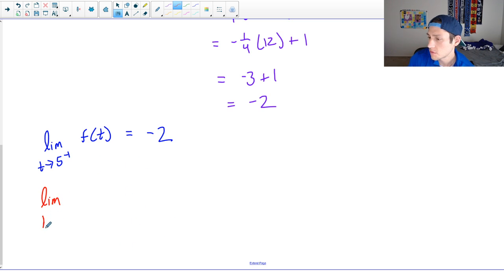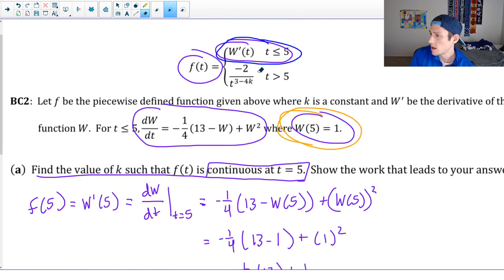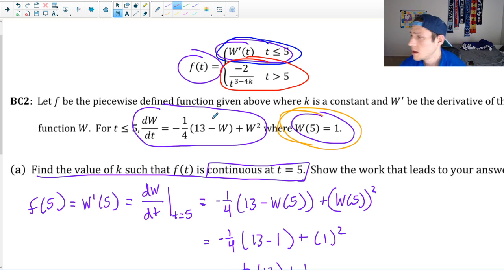And now let's do the limit from the right. Okay, so as we approach 5 from the right, when we plug in things that are larger than 5, we know that we should be using this second piece, because this is for t greater than 5: negative 2 over t to the power of 3 minus 4k.